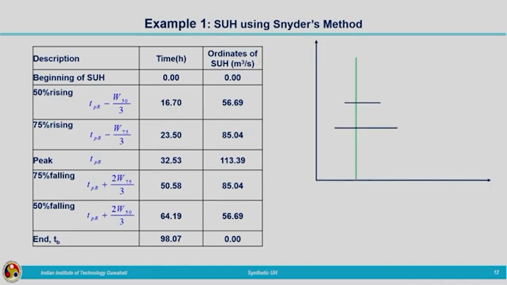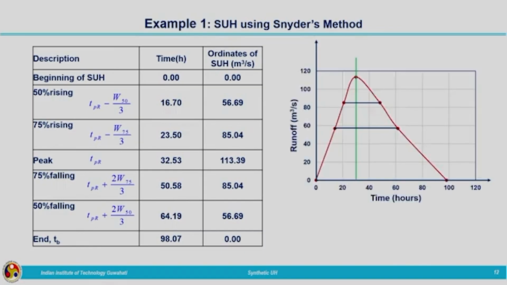Now, we can start plotting the synthetic unit hydrograph. So, the synthetic unit hydrograph can be plotted as shown in this figure. In this way, we can derive the synthetic unit hydrograph based on Snyder's method. Now, let us move on to the second method, that is based on SES dimensionless synthetic unit hydrograph.